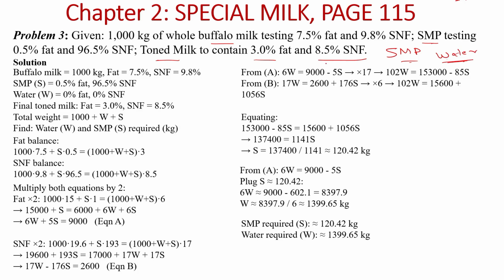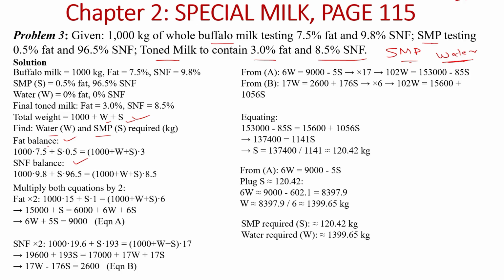In this type of problem we frame three equations: a fat balance, an SNF balance, and the total weight balance. Since we have to calculate the amount of water and SMP required, we assume the water required to be W and the SMP required to be S. So the total weight balance will be 1000 of the whole buffalo milk, plus the weight of the water W, plus the weight of the SMP, that is S.